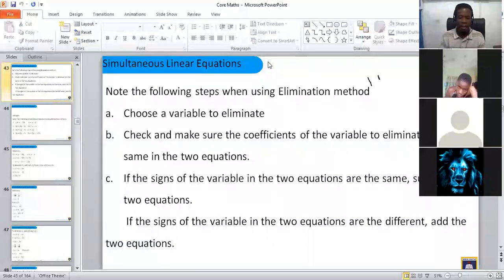And if the signs in the two equations of the variable we are eliminating are different, they're only different when one is positive and one is negative, then in that case we add, making sure that the coefficients are the same, so that when we add, it will go to 0. That is the variable we want to eliminate. Are you clear with the explanation? Yes, sir.